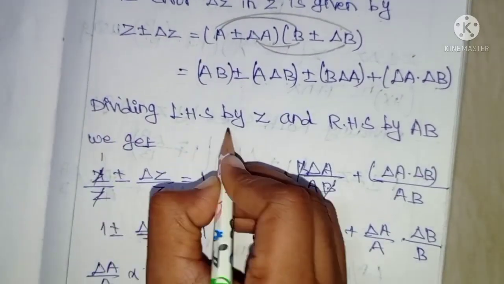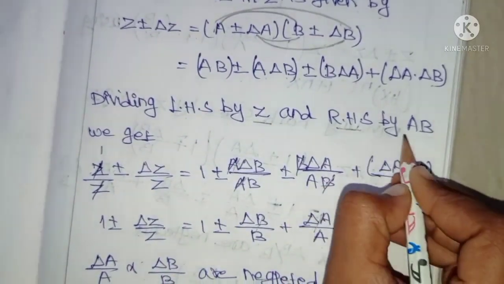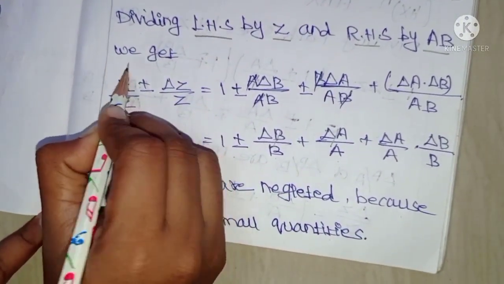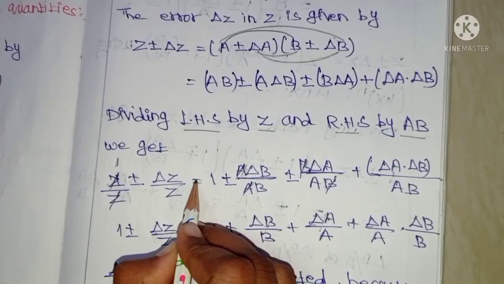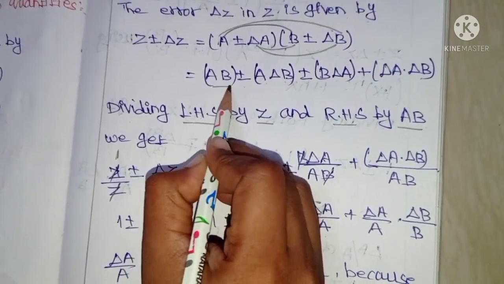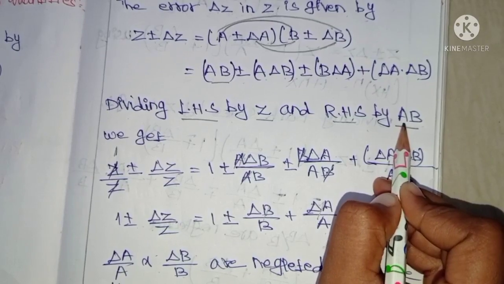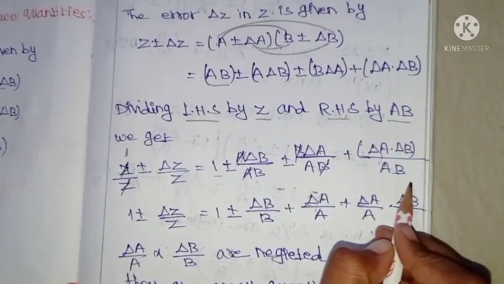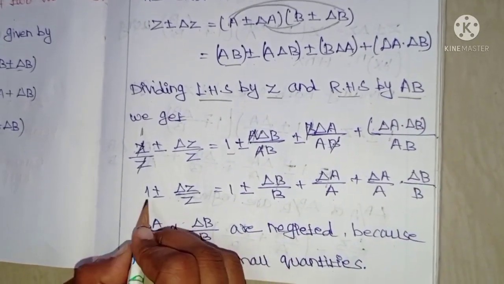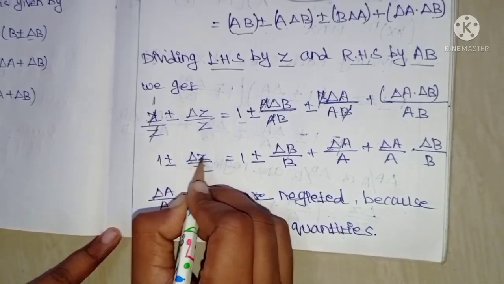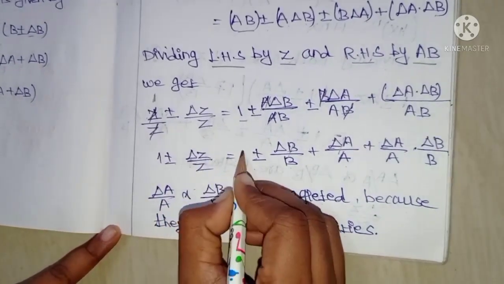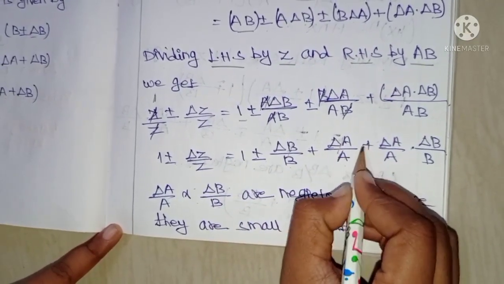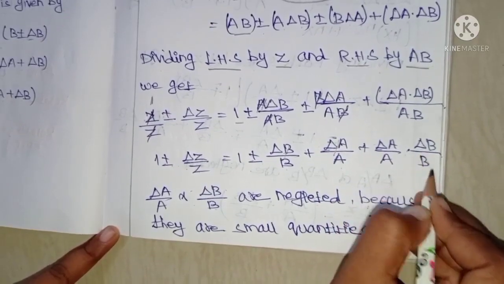Now dividing the left hand side by Z and the right hand side by AB, we get the following equation. Z divided by Z, we will get 1, and del Z divided by Z. Already we are having AB, so the right hand side is also divided by AB. AB divided by AB becomes 1, and the remaining terms are all divided by AB. The final equation is 1 plus or minus del Z by Z is equal to 1 plus or minus del B by B plus or minus del A by A plus del A by A dot del B by B.